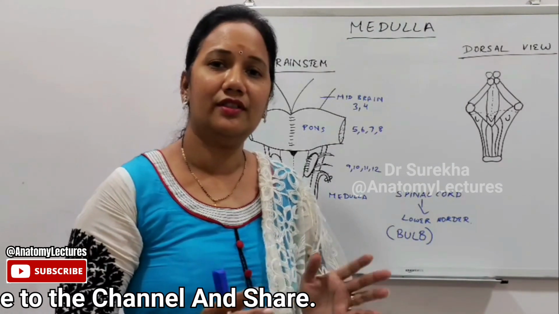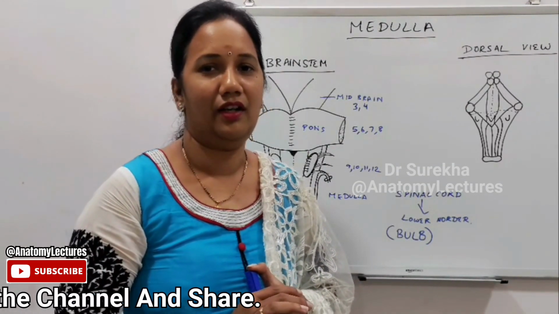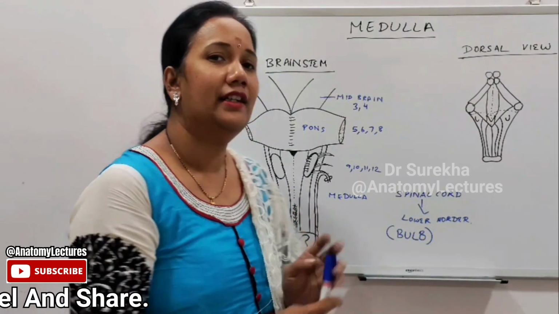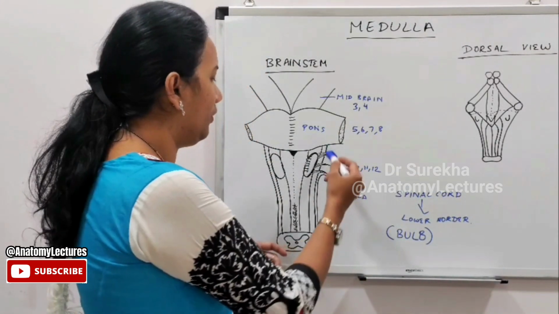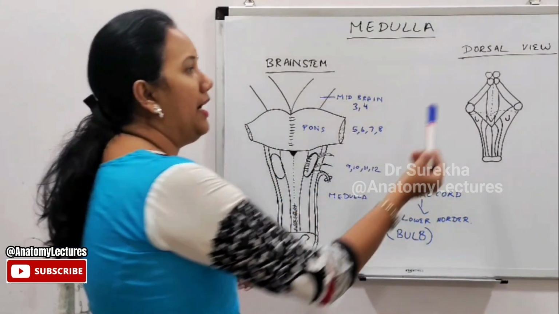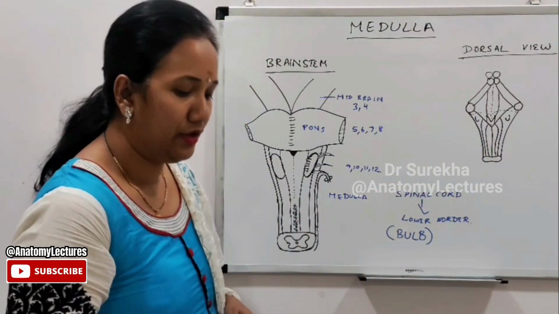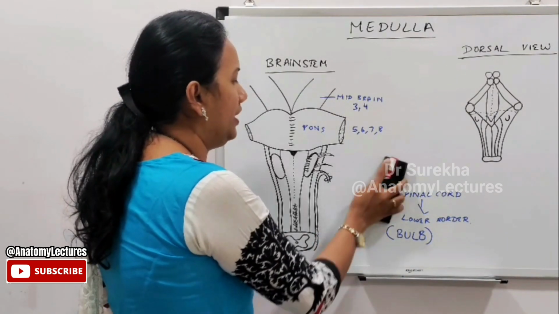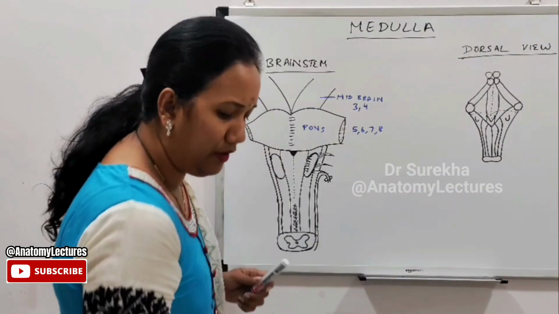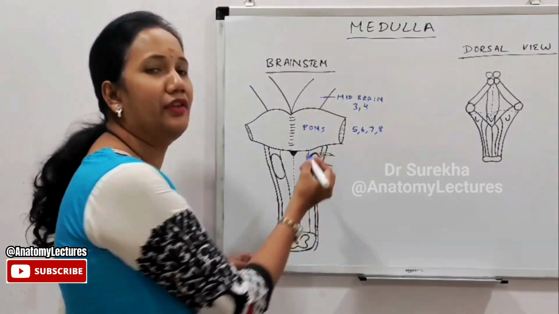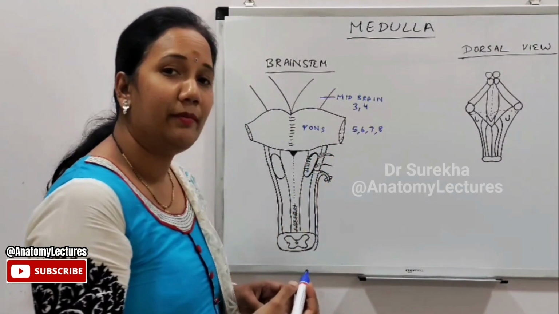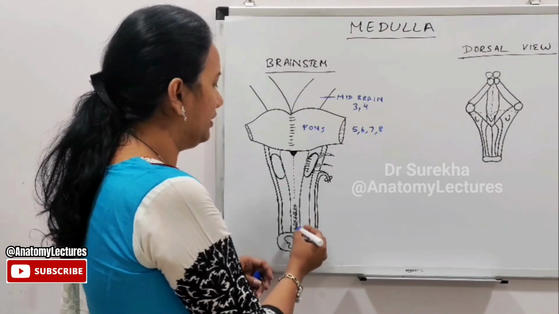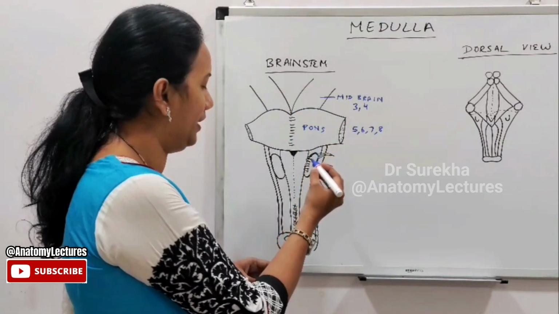When we discuss the external features of the medulla, we will describe it under two views, the ventral view and the dorsal view. The one shown here is the ventral view, and the other is the dorsal view. What features do we see in the ventral view of the medulla? As I told you, it is a continuation of the spinal cord. In the spinal cord you have an anteromedian fissure, and this continues above into the medulla as well.